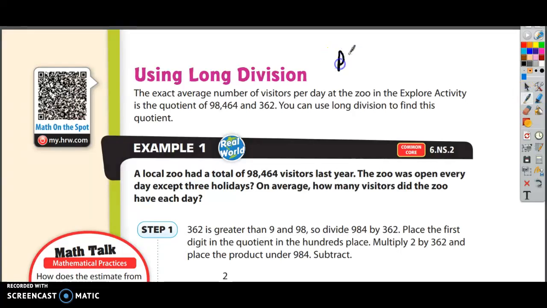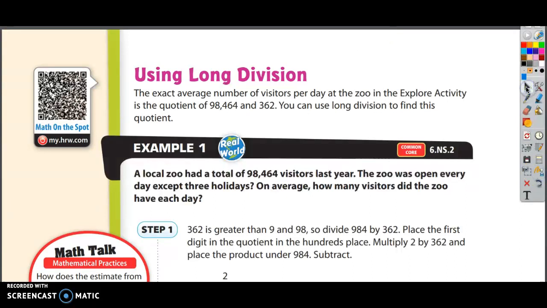This is page 108, using long division. This picks up where we left off on page 107. Read along with me. Using long division, the exact number of visitors per day at the zoo in the Explore activity is the quotient of 98,464 and 362. You can use long division to find this quotient.